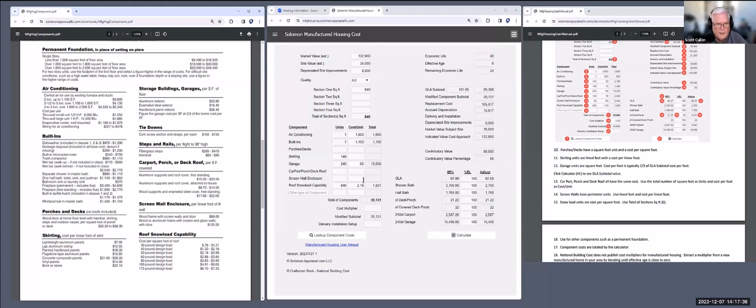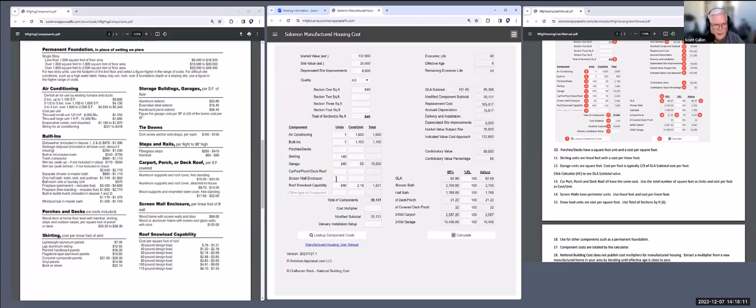Now, some other things that I've noticed in the way that they calculate cost in the manufactured cost book is that something like a screen enclosure, that is per lineal foot. Let me see where it is here. There is this, okay, here we go. Screen wall and enclosure per 8-foot wall. So an 8-foot high wall, 1 lineal foot is worth $69.